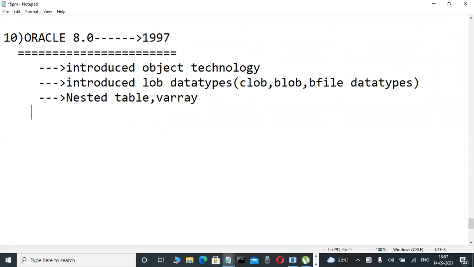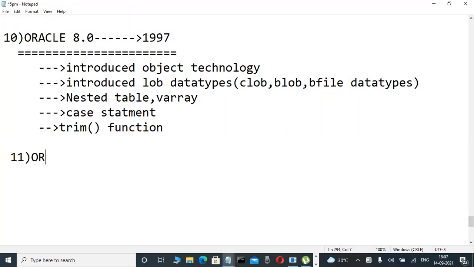Okay, fine. There are more than 150 features in Oracle 8.0, but these are the important interview concepts I am telling you. Case statement was introduced. Trim function was introduced. Next.